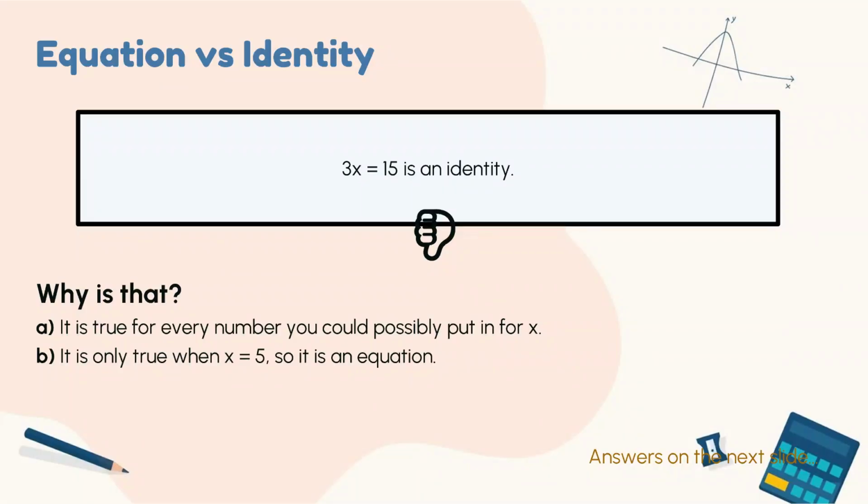There are two options. Option A says it is true for every number you could possibly put in for x. Option B says it is only true when x equals 5, so it is an equation.